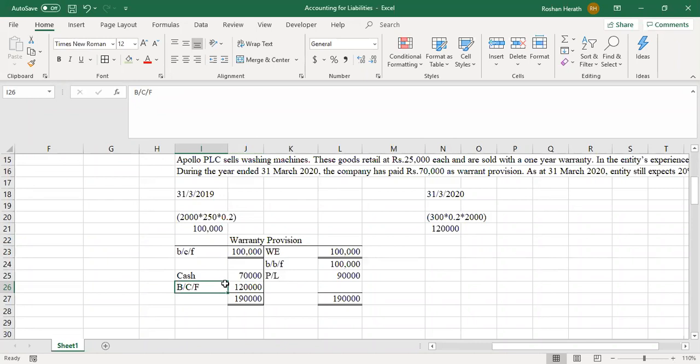If you are doing that for the second year, you first take the balance carried forward figure. After taking that, only the movement in the provision account is what we recognize as the expense.